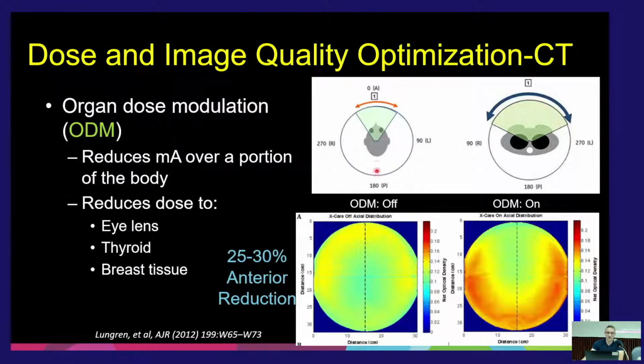So if it's imaging over, for example, the head, over the eyes, or maybe over the thyroid, it's going to turn down the mA over a certain sweep. If it's over the body, for example, if we're trying to spare breast dose, it'll reduce mA over a broader sweep. These were the 3 techniques that organ dose modulation was envisioned for: eye lens, thyroid, and breast tissue dose reduction. Here you can see some film.